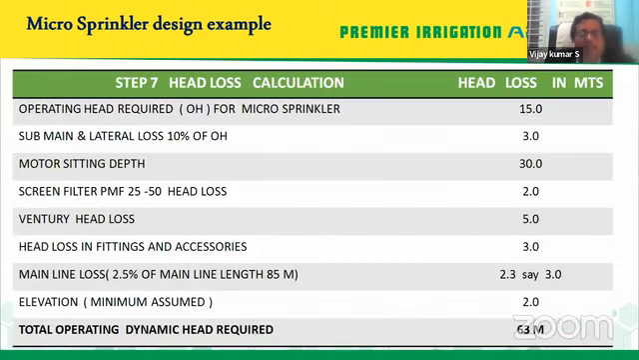Now we will come to the last part, that is the head loss calculation. Now we have done the design. So what is the design? We have selected a 100 liters per hour micro sprinkler, and we know the size of our lateral, that is 20 millimeter. And also we know the size of our main line and submain line.